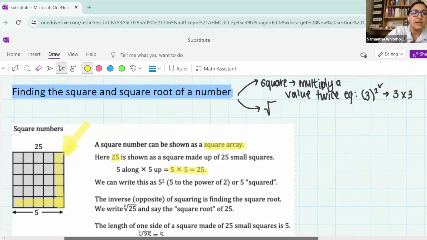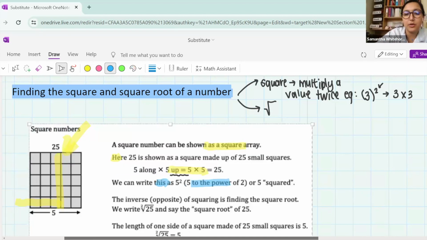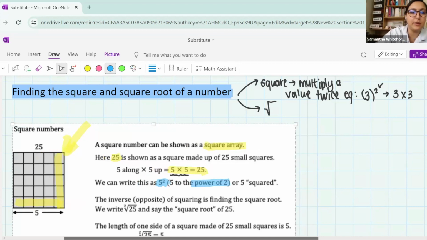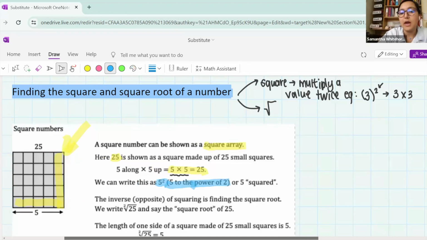Now, what you need to notice here is that we are multiplying the same number, 5, twice. And so what that actually means is that we can write this as 5 squared. We can call it to the power of 2, or 5 to the power of 2. Sorry, everyone, 5 to the power 2. And you could also say 5 squared. I say 5 squared, but if you say 5 to the power 2, that's absolutely fine. So when we've got the same number being multiplied twice, we are working with a square number.